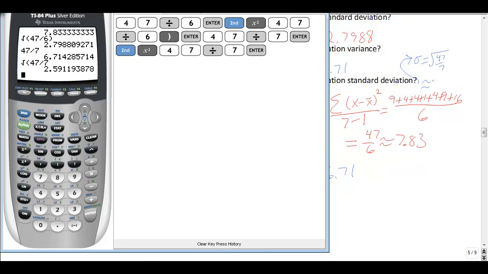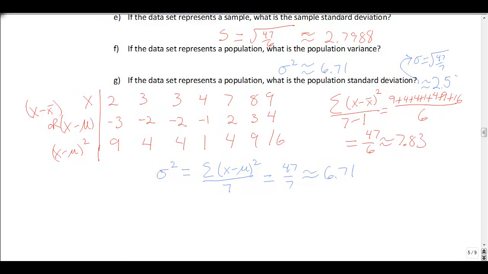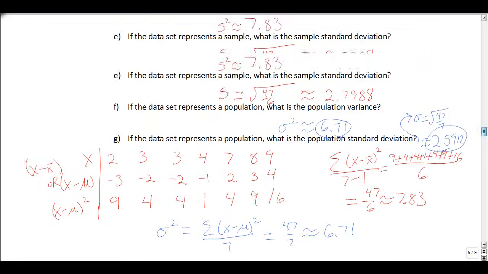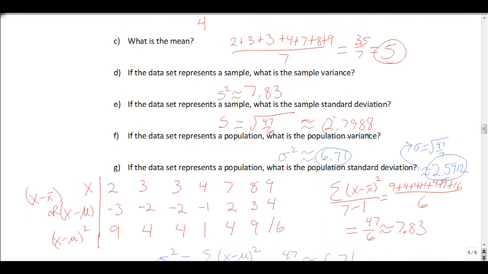So this is like 2.5912. So we get this answer and this answer. I'll circle these in blue as well here. So you can calculate these directly. Now you can also sort of make the calculator do the work for you.